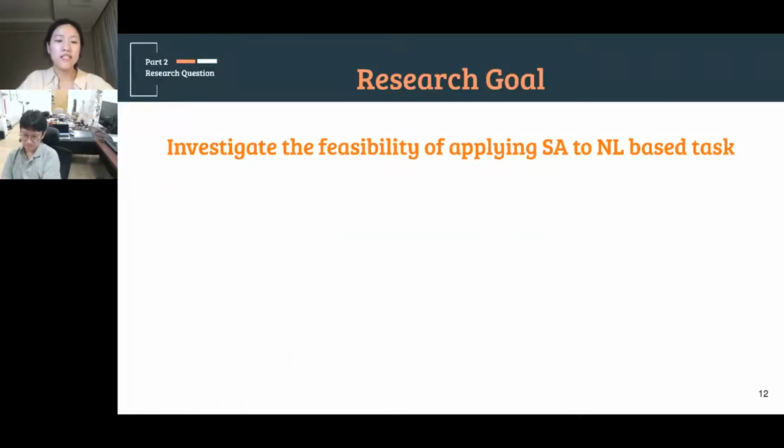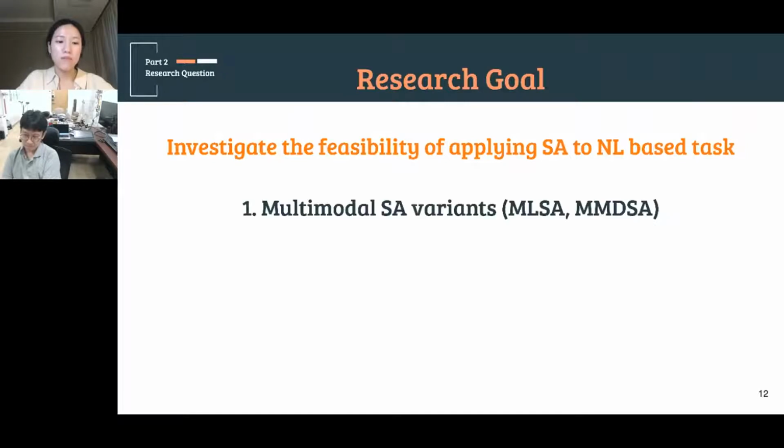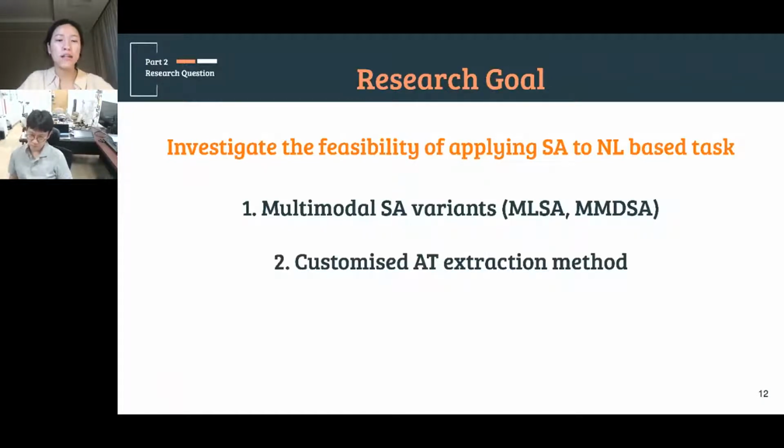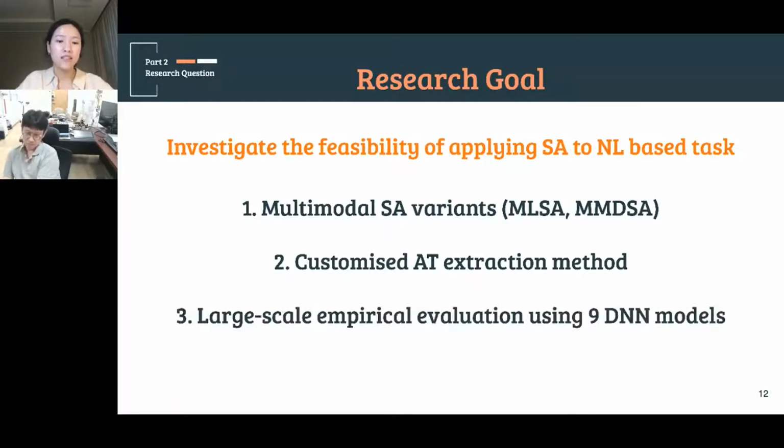Regarding the inherent characteristics of NLP models, we propose 2 multimodal variants of 2 existing SAs, LSA and MDSA, and designed a customized AT extraction method for each NLP task at hand. And lastly, we conducted a large-scale empirical evaluation of our new multimodal SA metrics using 9 different DNN models trained for 3 different NLP tasks.